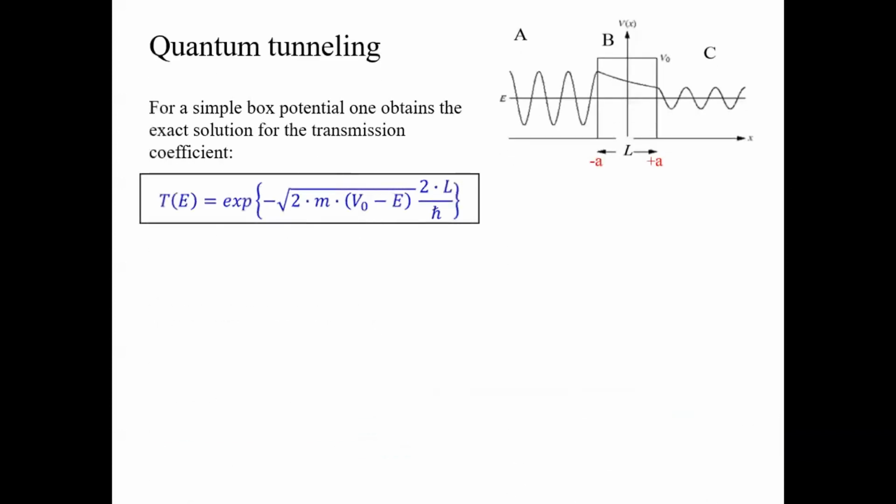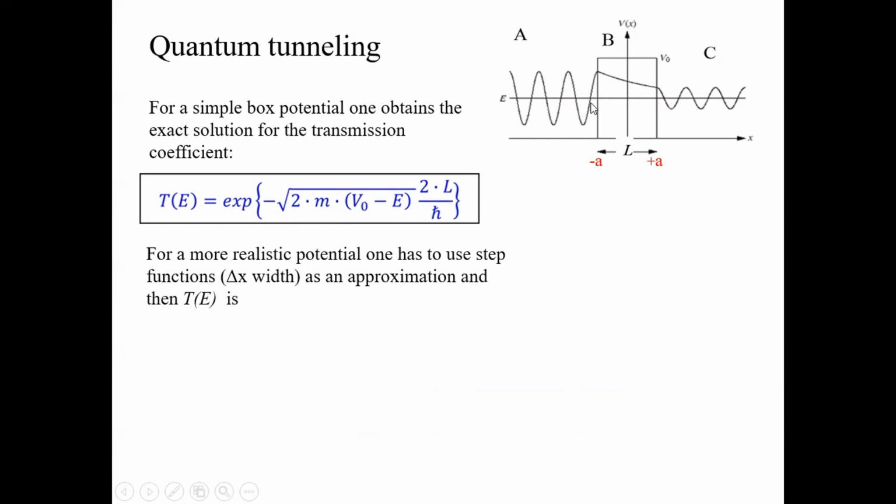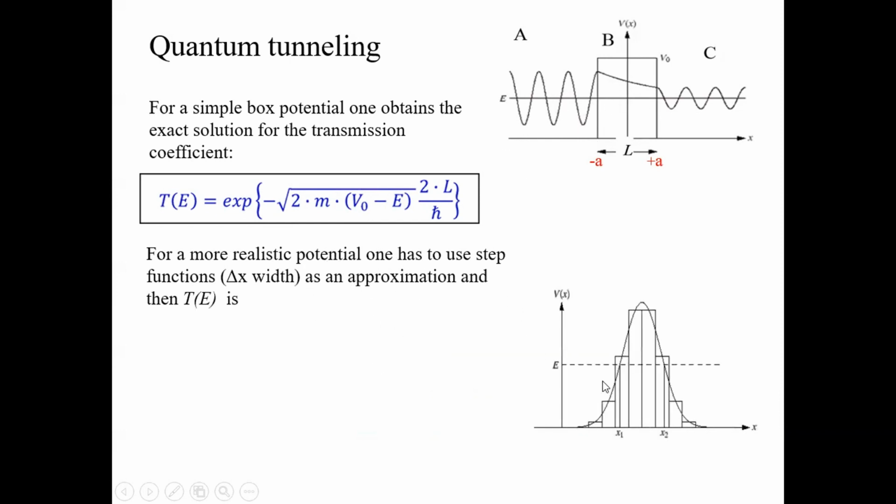So these are the controlling parameters. Quantum mechanical tunneling is possible with the transmission probability, and the exact solution for the transmission probability can be obtained with a simple box. But for a more realistic potential, one has to use delta x widths and small steps, and then we can approximate and find the e to the power with this integral. Once again, we can see from xi to xa that the dependence is on V0 minus E and L, or 2L.